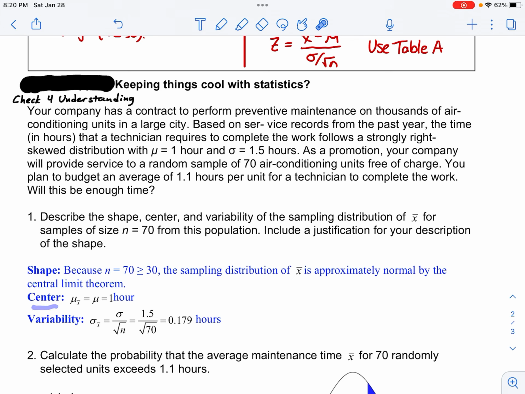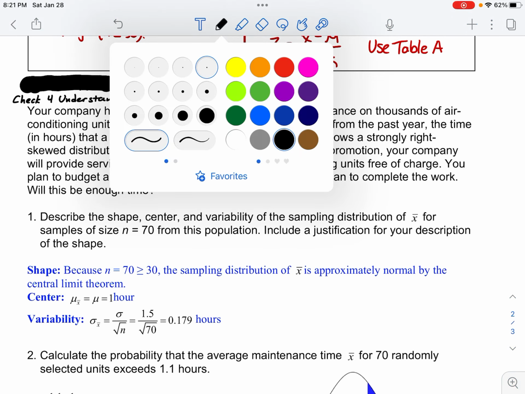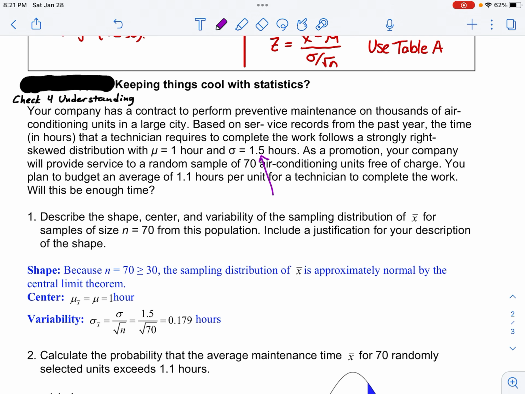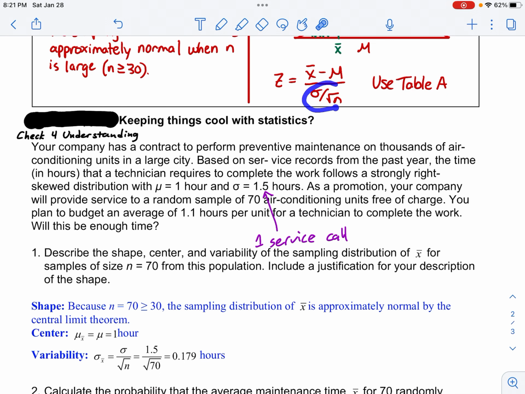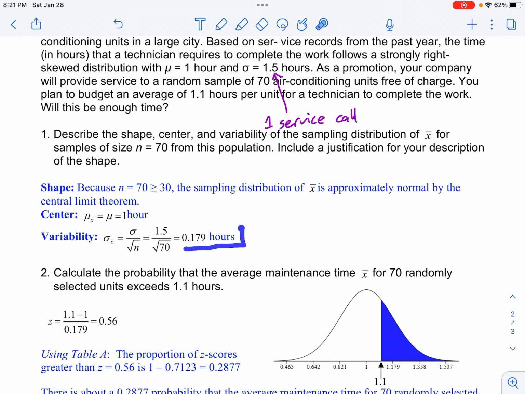The center of the distribution will always be the population mean of an hour. Now the variability is not just 1.5 hours. Remember that 1.5 hours is for 1 service call, okay? But we had 70 service calls, so remember, for the standard deviation you need to divide by the square root of 70, because that's the sample size. So the standard deviation of your sampling distribution is 0.179 hours.